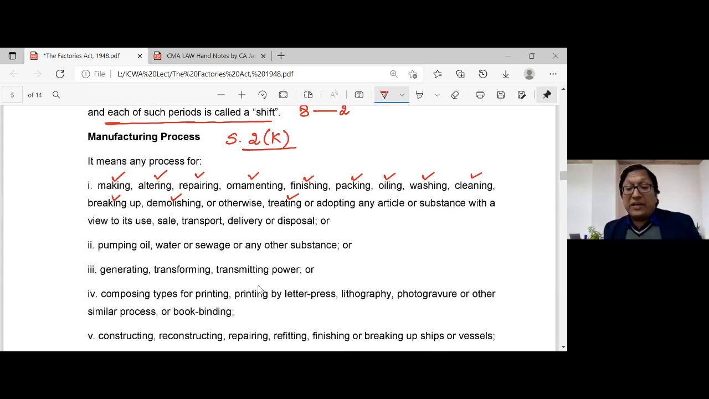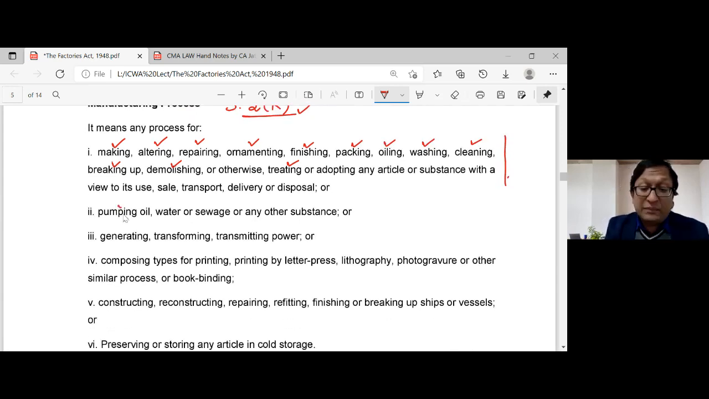making, altering, repairing, ornamenting, finishing, packing, oiling, washing. You need not learn all these words. I know it is tough for you to learn these words for examination purposes, but write a few out of them. Quote the section and write a few words out of this.